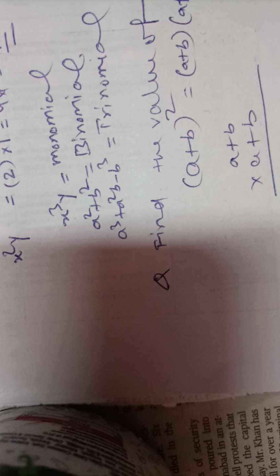Mono means single. A square plus b square, binomial, because there are two terms, bi means two. A cube plus a square b minus b cube, this is trinomial, and so on. There are three terms, so it is called trinomial. Two terms will be separated by plus or minus, then it will count as separate term. If the variable or constants are in multiplication, then it will be treated as single term.